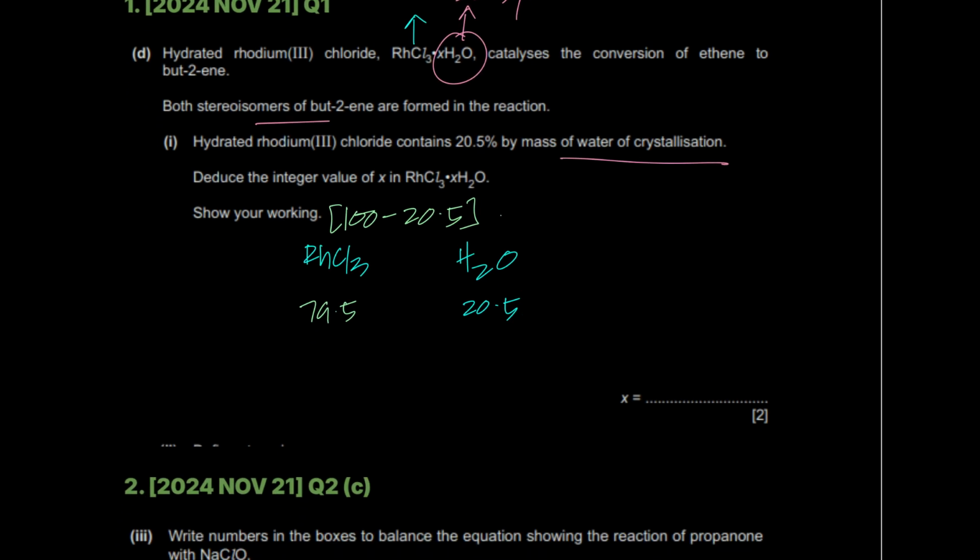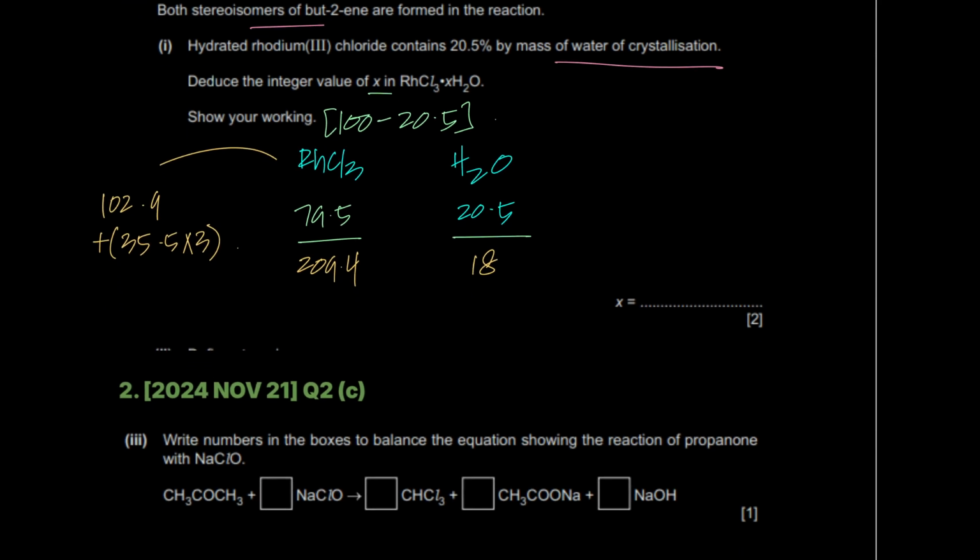And he's saying calculate X. Pretty simple. It's just asking you to calculate the empirical formula for it, right? So what do we do? We divide by the molar masses, which is what? 18. And this is what? This is 209.4. Thank you. How is it 209.4? You can also explain this. Rhodium is 102.9 plus 35.5 times 3. And this should give you 209.4 like the student said.